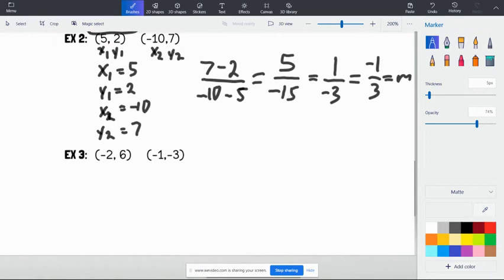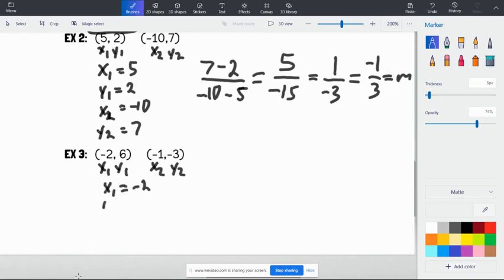Okay, now that you've tried it yourself, let's go ahead and label it. Hopefully that was the first thing you did. If you realize you already made a mistake because you labeled it wrong, pause the video, try it again. Otherwise, you can keep following along. X sub 1 is negative 2, y sub 1, 6. X sub 2 is negative 1, y sub 2 is negative 3.